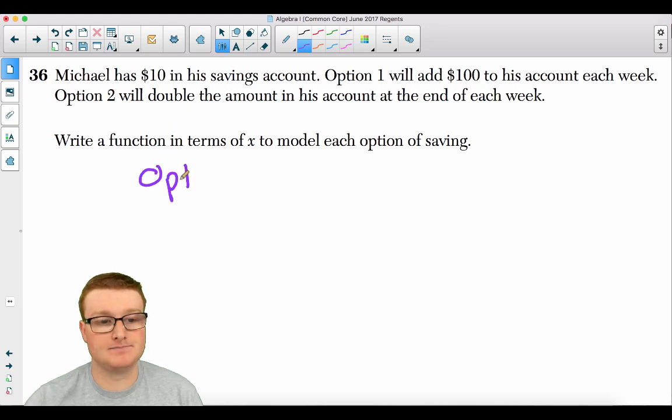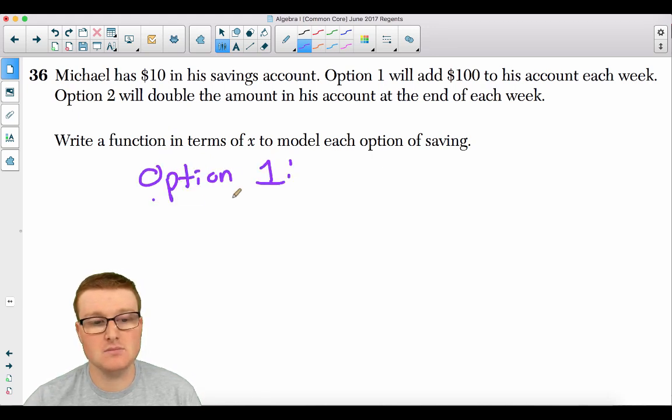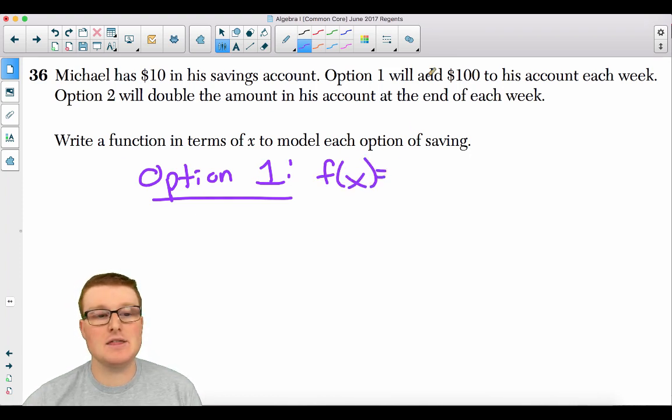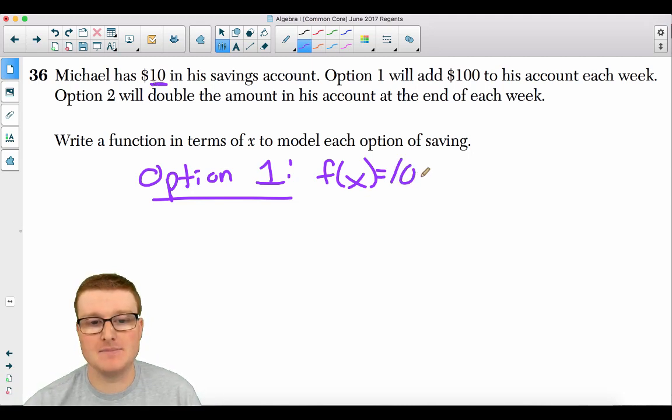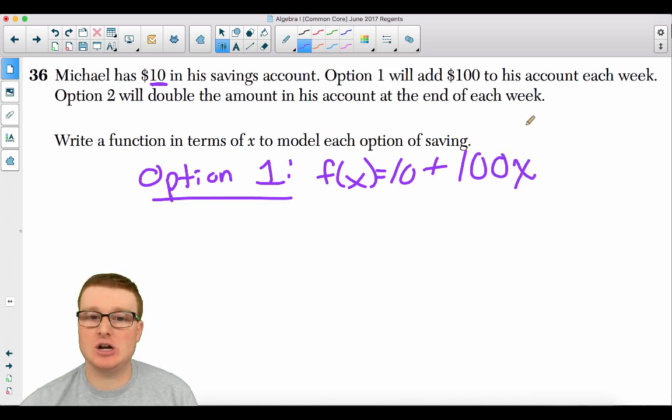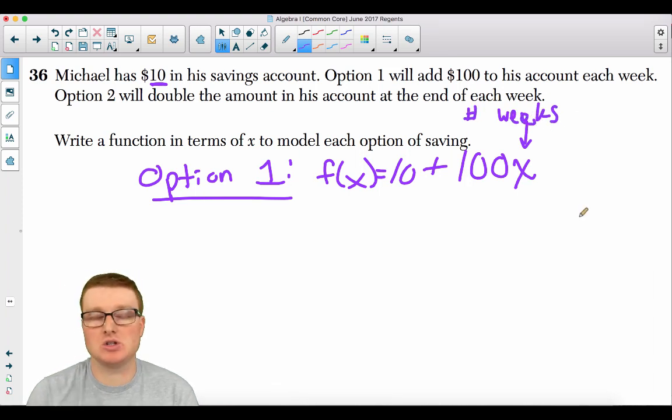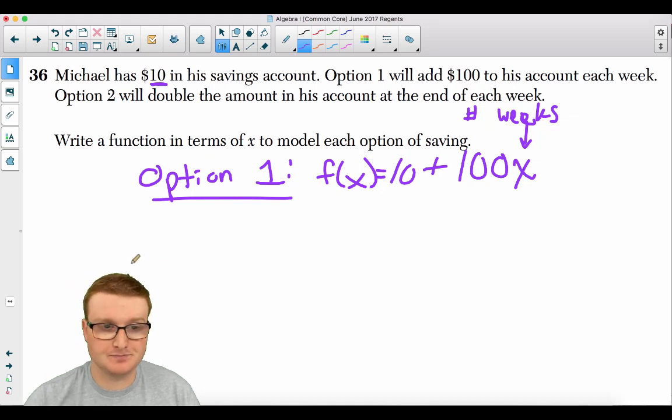Okay, so option 1, and I'm going to call this f of x, it says that he currently has $10 in his savings account right now, and option 1 says that he will add $100 each week. Ladies and gentlemen, the x in this case represents the number of weeks, okay? It could be 1 week, 2 weeks, 3 weeks, so on and so forth. So it's the $10 plus the $100 times the amount of weeks that he has.